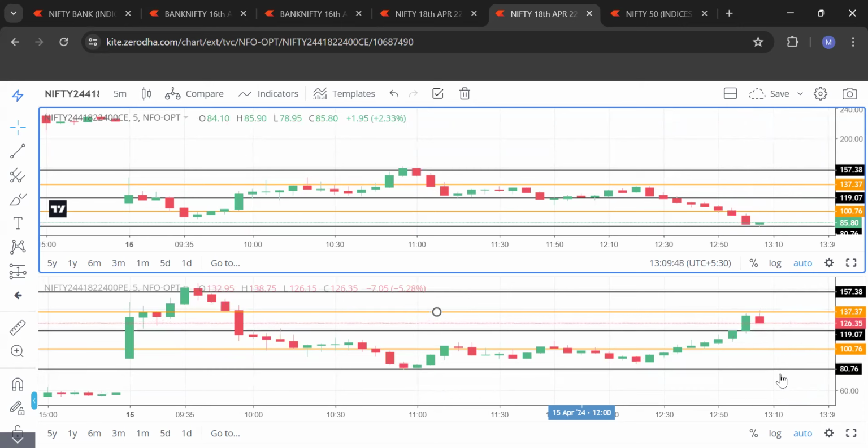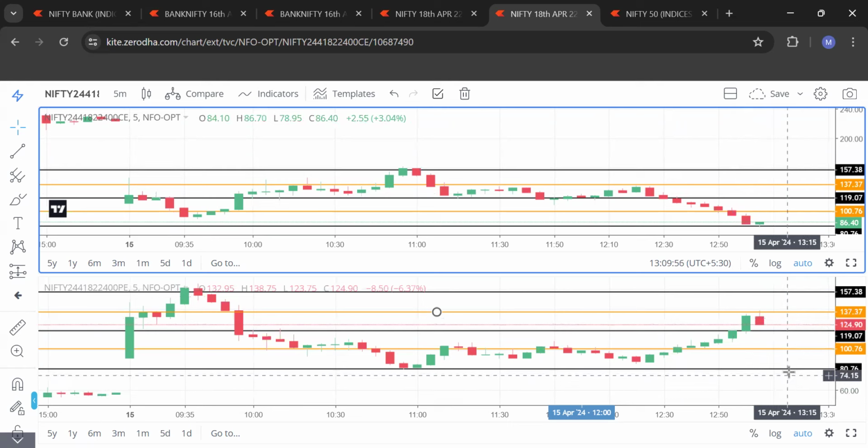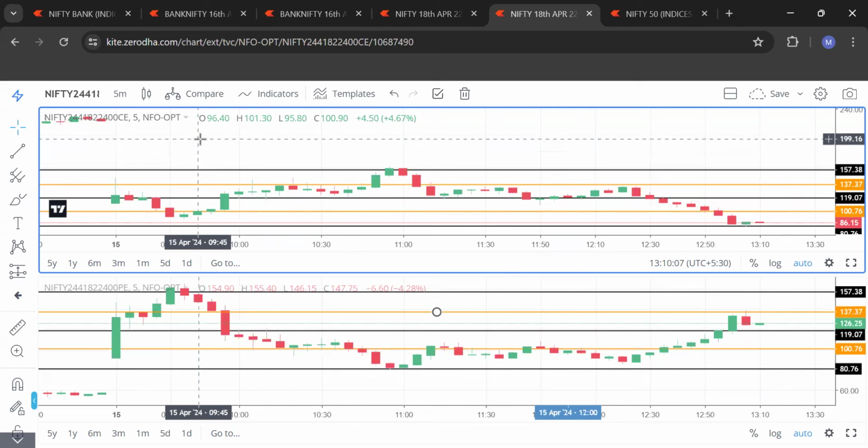You calculate the difference. You get 26.11% of this. You minus that from 157.38, you get 137.37. You add that into 80.76, you get 100.76. Now, see the beauty. Now, how would we have taken the first trade? See the beauty of this calculation.